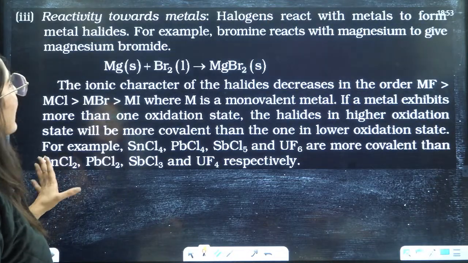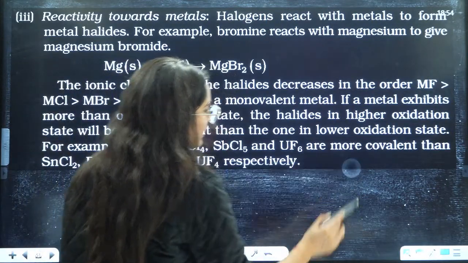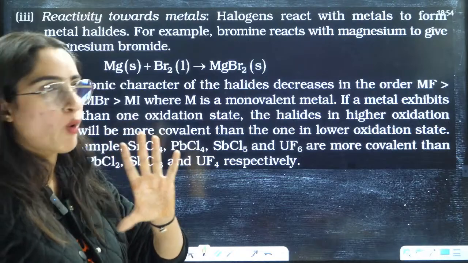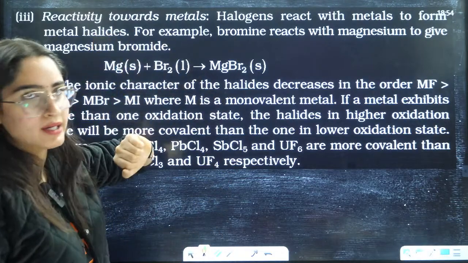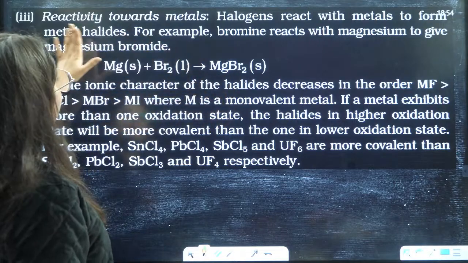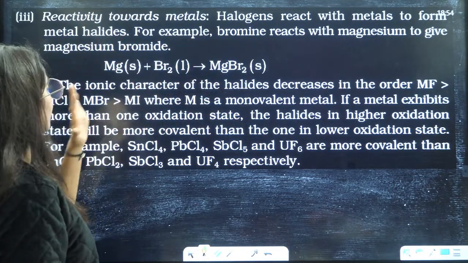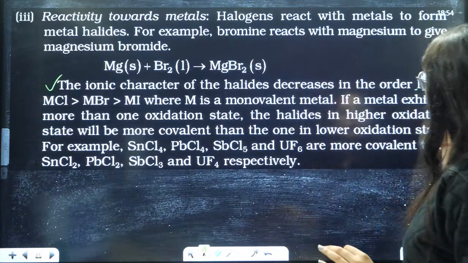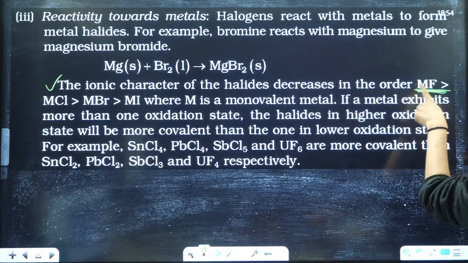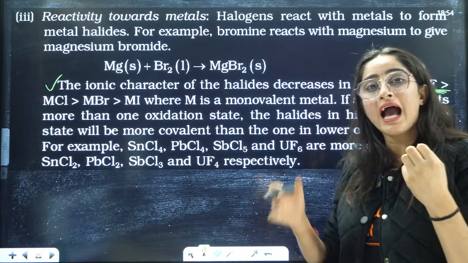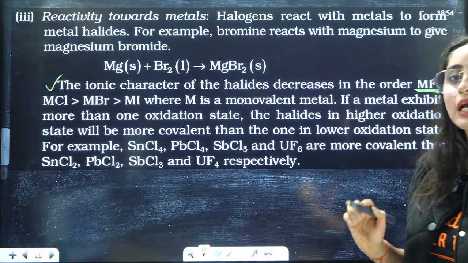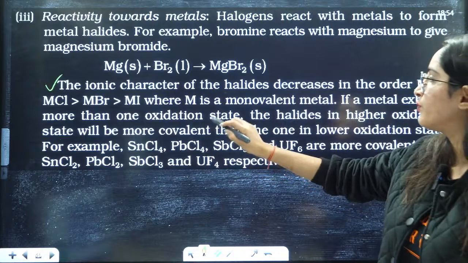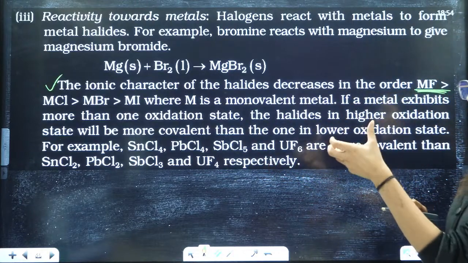Next is reactivity towards metals. So with metals, how reactive? See, metal is highly electropositive. These are highly electronegative. So definitely they form very good bonds. One is a very good non-metal, the other is a very good metal. Halogens react with metals to form metal halides. For example, bromine reacts with magnesium to form magnesium bromide. Now, the ionic character of the halides decreases in the order: first is MF. Why? Because fluorine is highly electronegative, it forms a good ionic compound. But the ionic character will decrease down the group, where M is a monovalent metal belonging to group number 1.